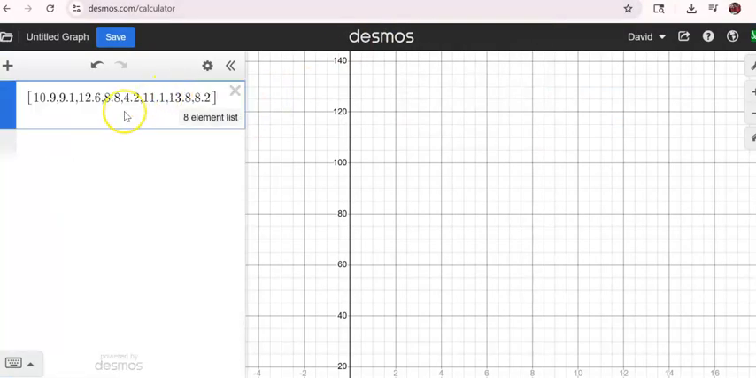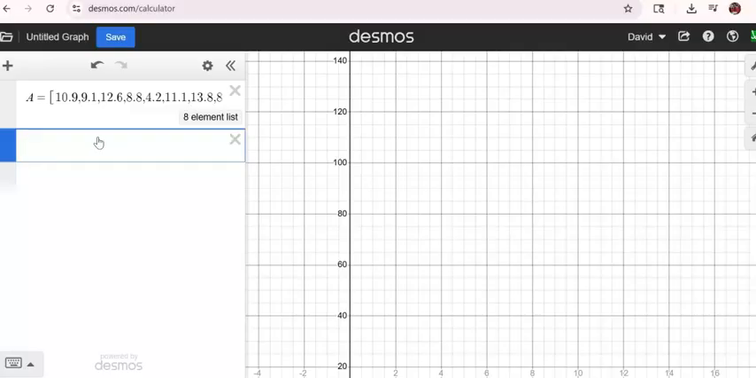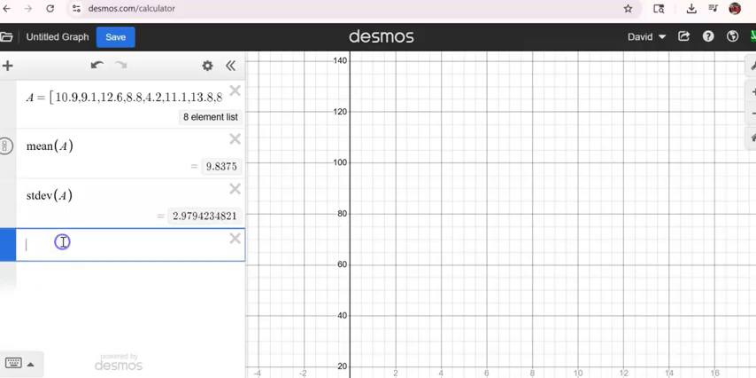All right, paste. Again, call this A or B or whatever you want to call it. We want the mean of A. We want the standard deviation of A. All right, and now we're ready to make our distribution.